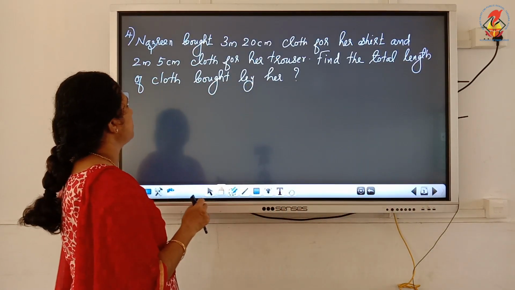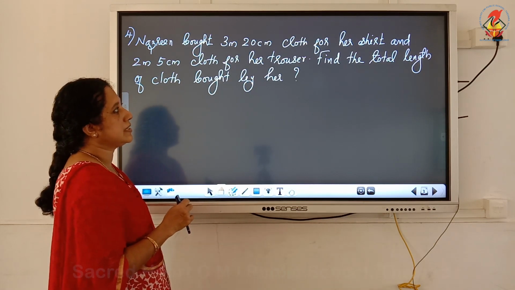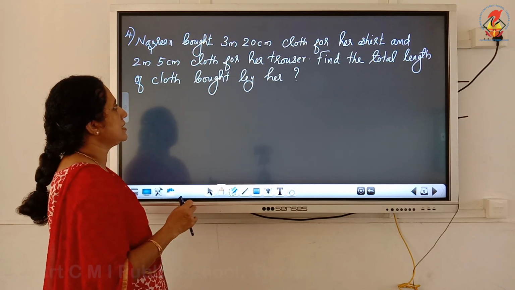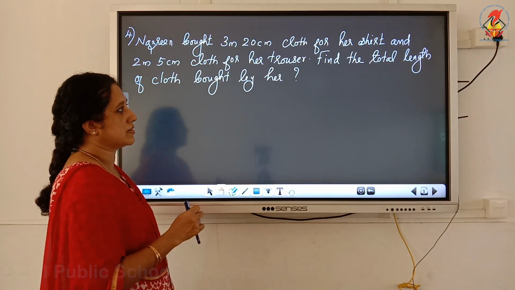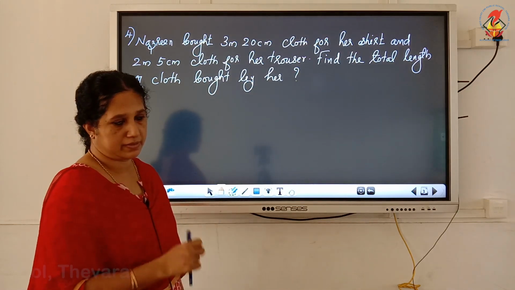Now next question. Nasreen bought 3 meter 20 centimeter cloth for her shirt and 2 meter 5 centimeter cloth for her trouser. Find the total length of cloth bought by her.